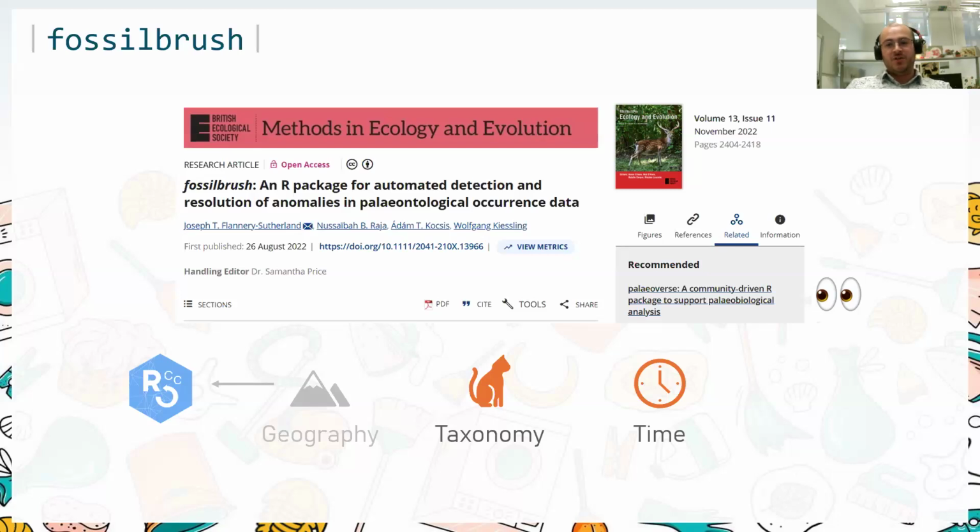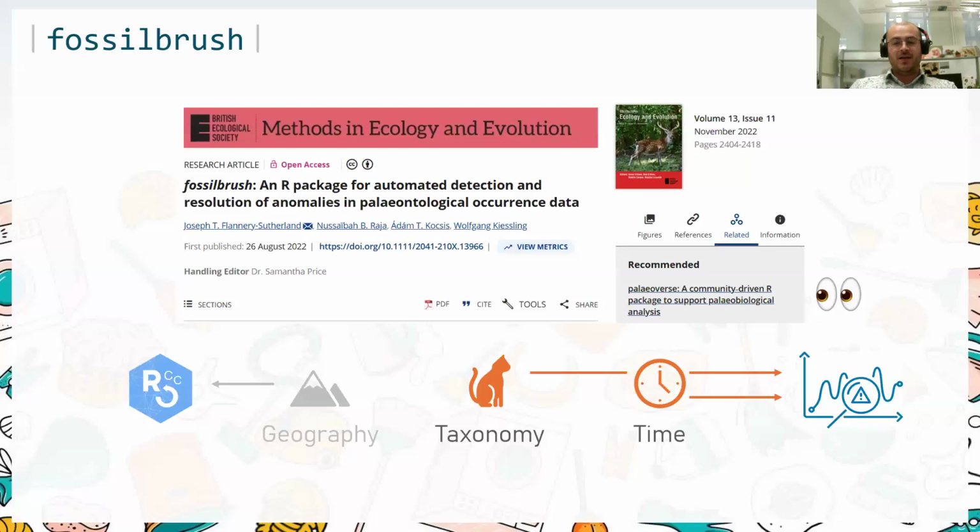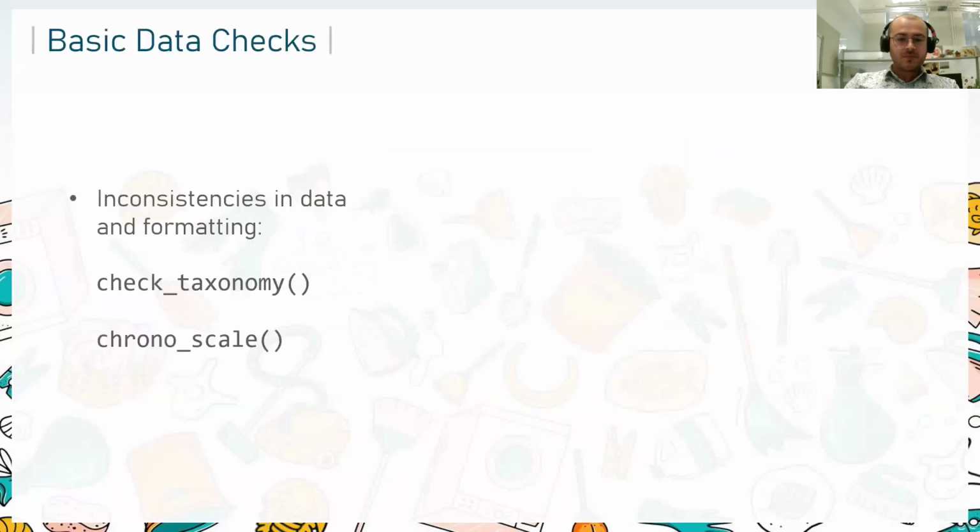Instead, fossilbrush's remit is looking at taxonomy, time, and the interactions between these two facets of data, and in ways that can transform sort of anomaly detection from requiring exhaustive manual searching into something more akin to statistical anomaly detection. So just to jump into what functions the package offers, the kind of opening functions are very basic, very boring, but very important. They are just checking things are written and assigned correctly, essentially.